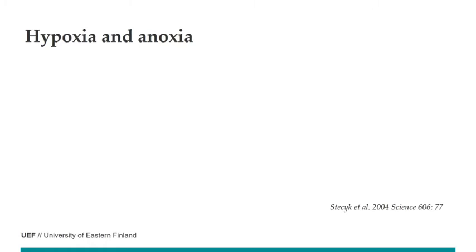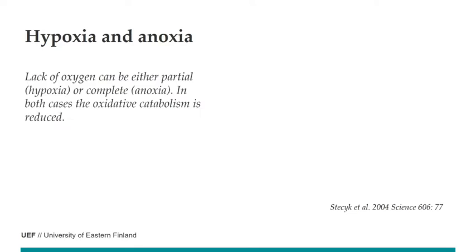Anoxia means that there is no oxygen, but there's also the word hypoxia. They both mean that there's a lack of oxygen, but in hypoxia it's partial. It can be 10% less oxygen than normal, it can be 50% less than normal, or it can be 90% less than normal. But if there is some oxygen in the environment, it's hypoxic. It can be that it's not enough to keep your ATP turnover and ATP concentration high, but there is still something.